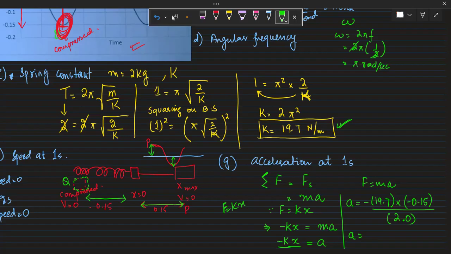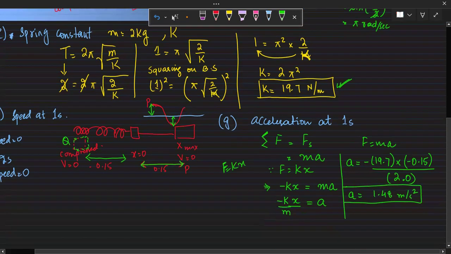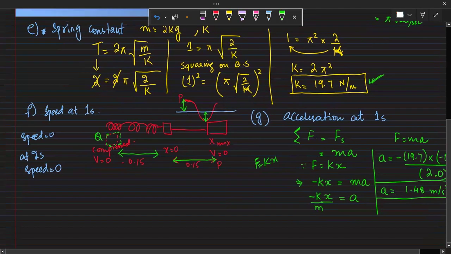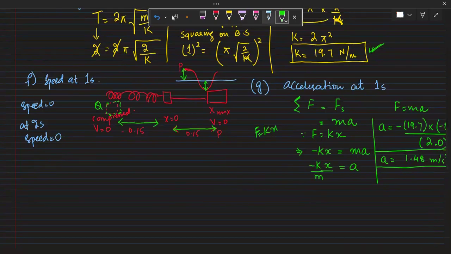Okay, never mind. I got 1.4775. So can it be 1.48, right? Yeah. Meter per second square should be the unit of acceleration. I hope this is clear now. Yes, sir, it is. Now we're going to move to part H.